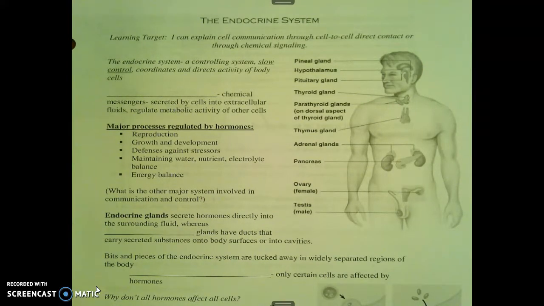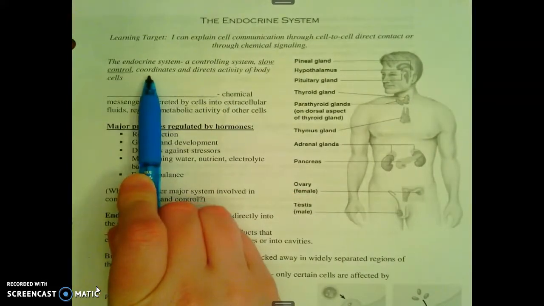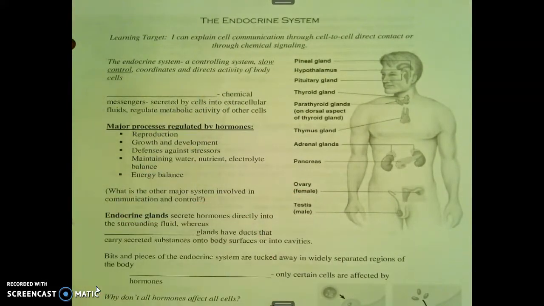While the nervous system was all about rapid control using electrical impulses, the endocrine system is a much slower control, and this is also going to help coordinate and direct activity of body cells.